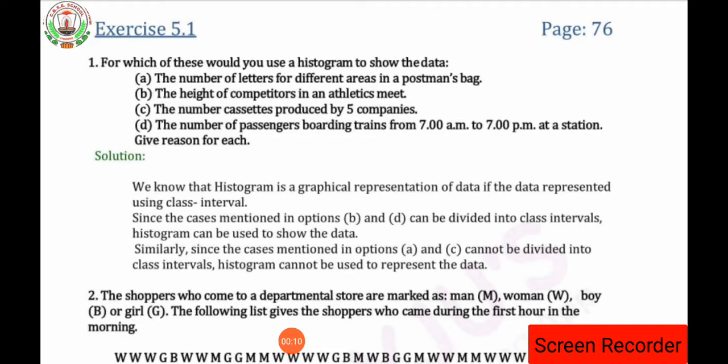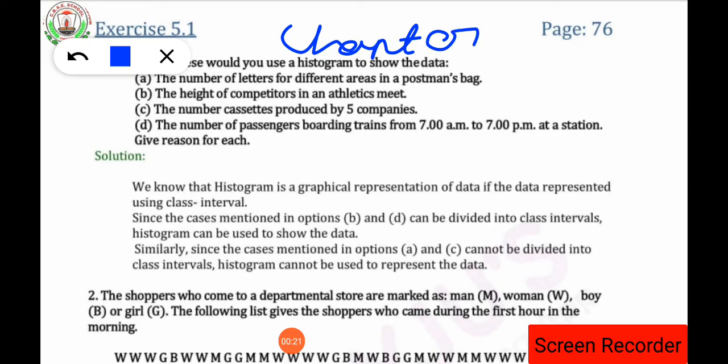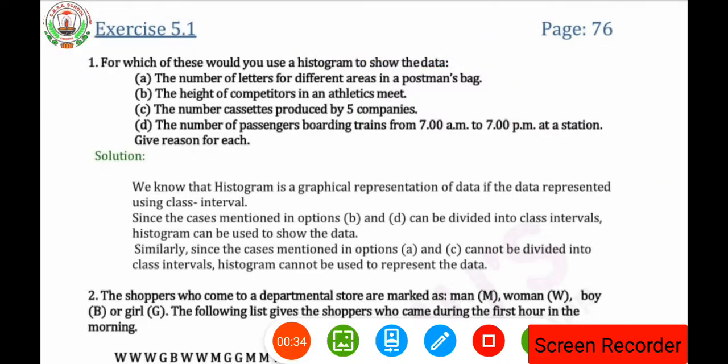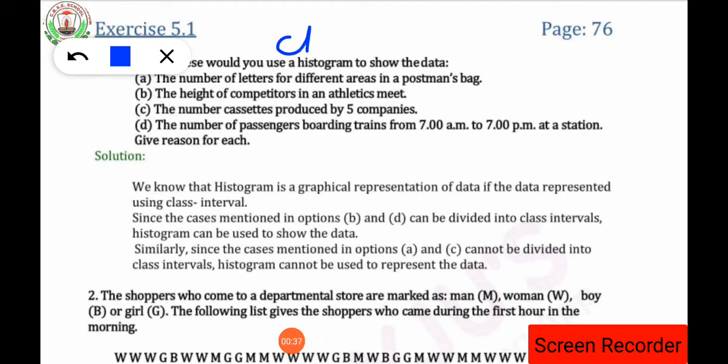In the previous video we had already completed chapter number 4, practical geometry. So today we are going to start chapter number 5, data handling of class 8th. Okay, so this one is chapter 5 and the name of the chapter is of course data handling. Clear, students? Then, as we know, we are having this lesson as data handling.